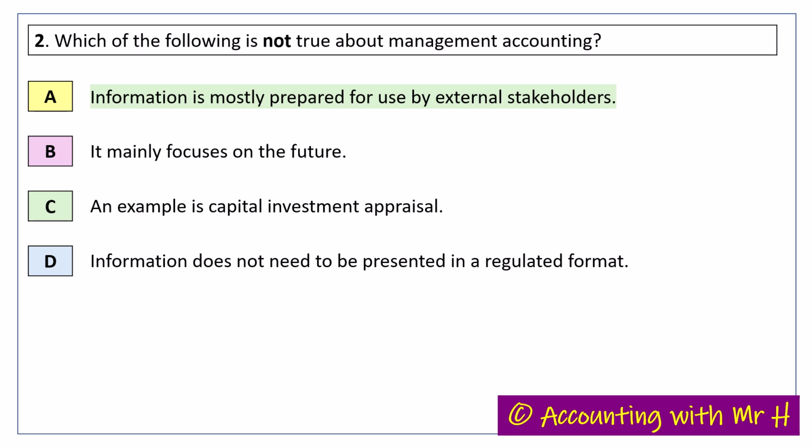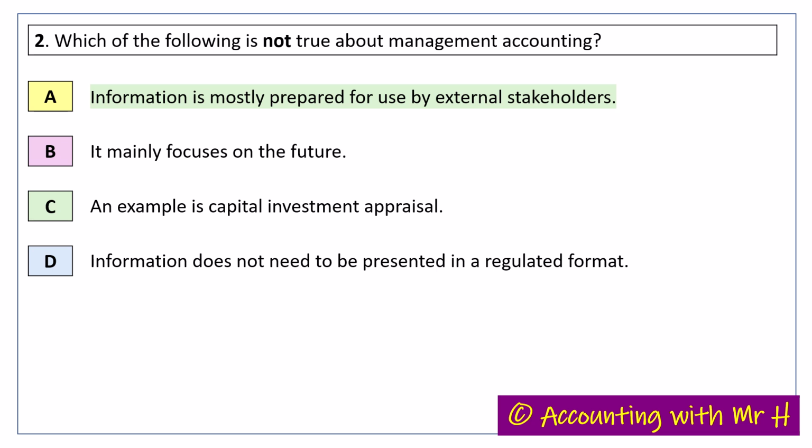Financial accounting, remember, is more about actually preparing the accounts, the ledger accounts, income statements, statements of financial position, and so on. And information doesn't need to be presented in a regulated format. Yes, that is true about management accounting. Although most businesses will follow similar formats, they can tweak things to suit their own style because it's just for internal use. Whereas in financial accounting, things like income statements, statements of financial position and statements of cash flow need to be presented in a certain regulated format.